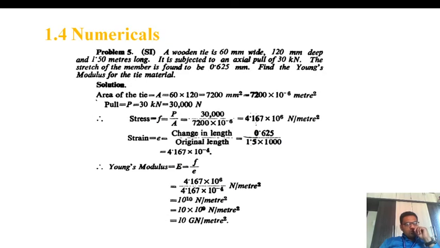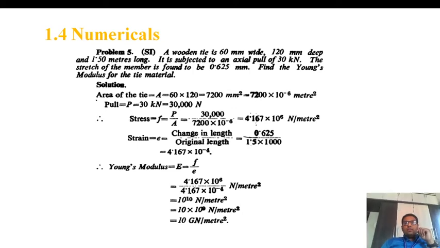Now we will solve one numerical on this. The statement is: a wooden tie is 60 mm wide, 120 mm deep and 1.5 meter long. It is subjected to an axial pull of 30 kN. The stretch of the member is found to be 0.625 mm. Find the Young's modulus for the tie material.